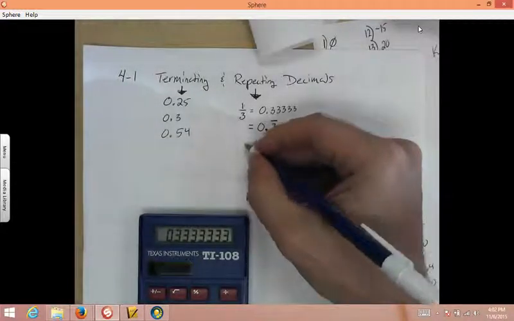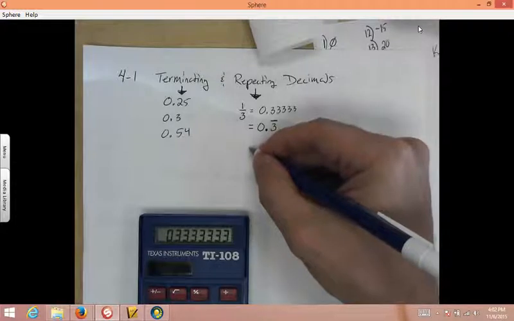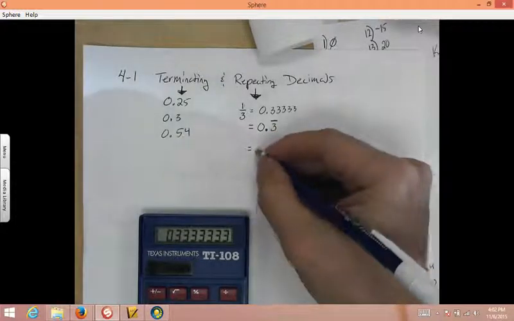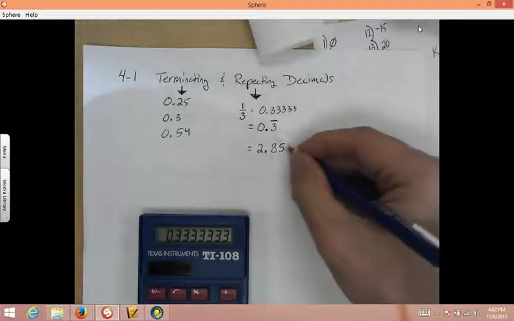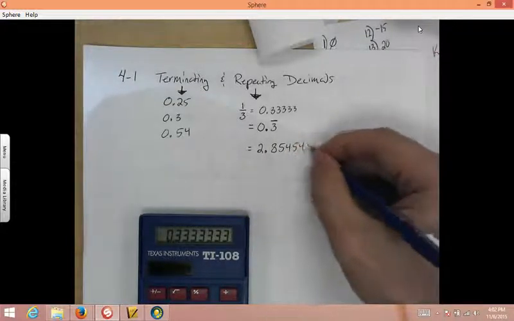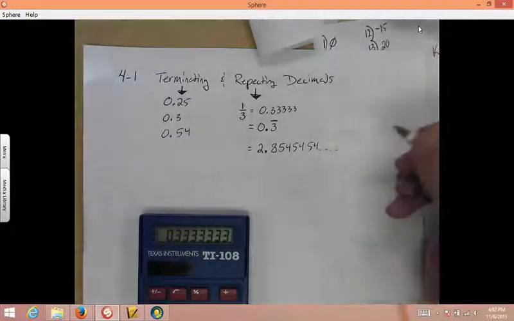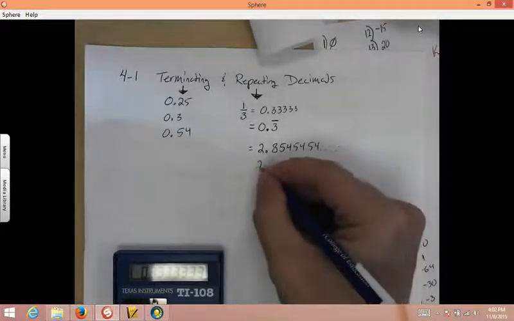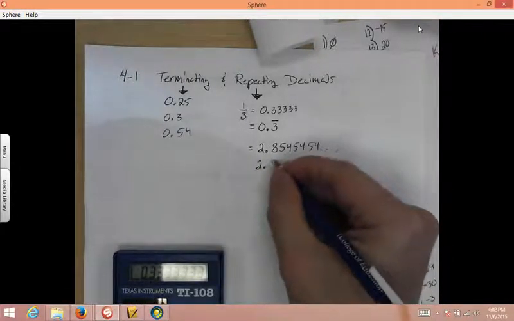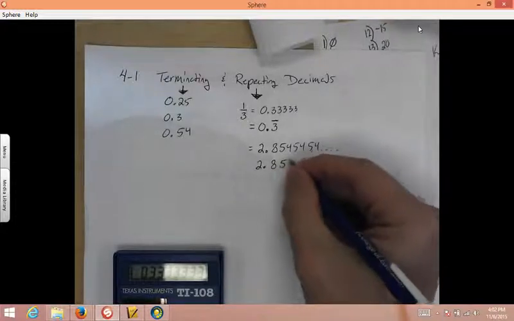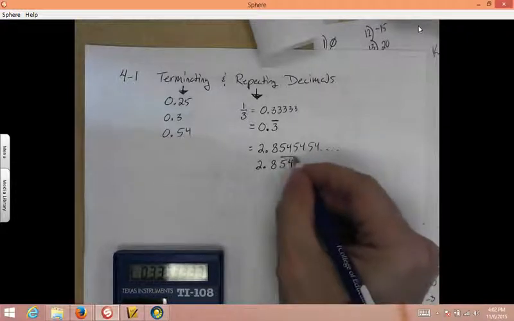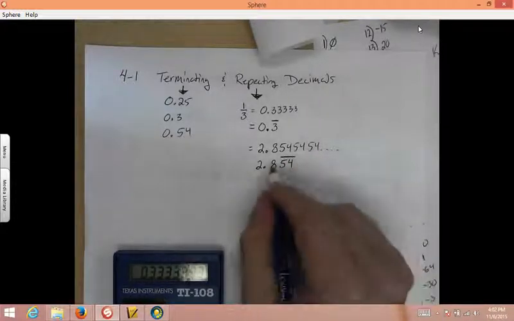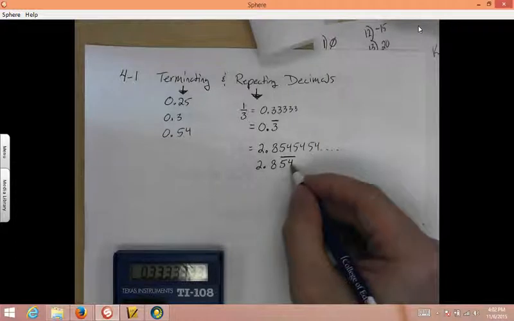Now sometimes you might have a pattern that repeats. Like maybe you'll get 2.8545454, and the 5 4s just keep on going forever. Well, what you would do is write down 2.8, and then the 5 4s repeating. So all you do is write the 5 4, since that's what's repeating, and the bar goes over the 5 and the 4. It doesn't go over the 8 or the 2 because they're not repeating. It just goes over what repeats.